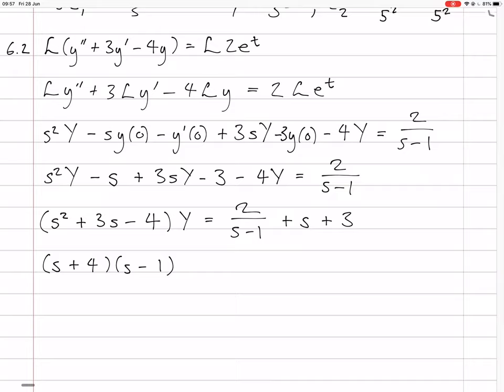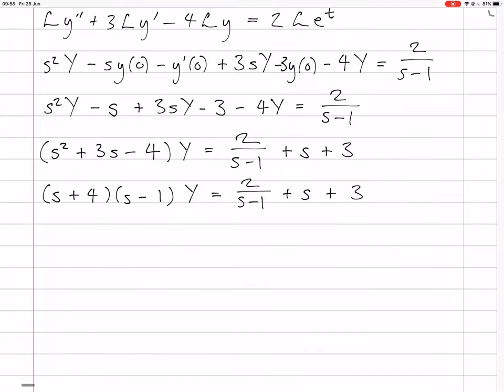Okay. And now this equals... So let's put these over a common factor. I think, what should we do? Let me think. Oh, I forgot the Y, meanwhile. So we're going to want to then divide both sides by this s minus 1. No need for common factors or anything. We just carry on with what's going on. So 2 over s minus 1 plus, I'll write it as s plus 3. Okay. Now we divide both sides by s plus 4, s minus 1. So we get 2 over s minus 1 squared s plus 4 plus s plus 3 over s plus 4 s minus 1.